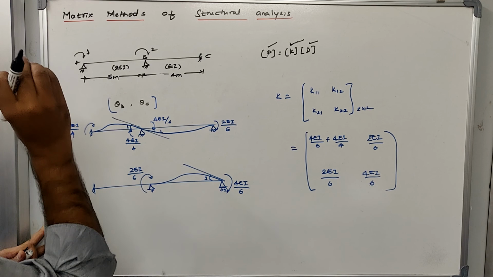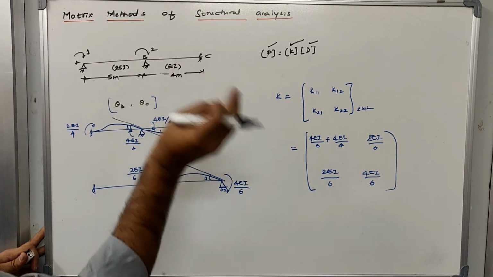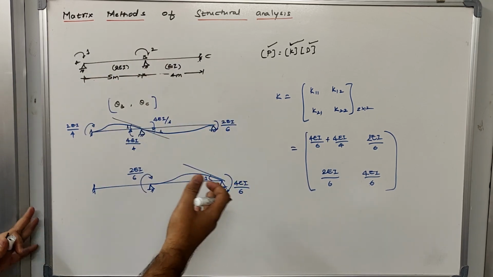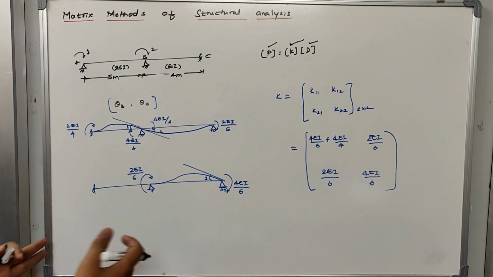You try to apply the unit rotation at joint A and find out the stiffness values, then apply the unit rotation at joint B and find out the stiffness values. After solving this, you can post your solution in the comment section.